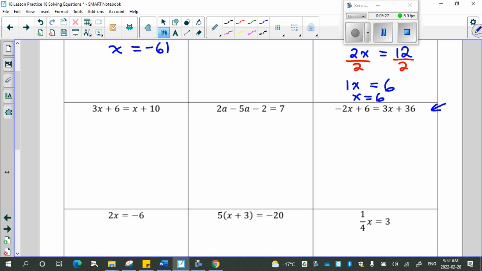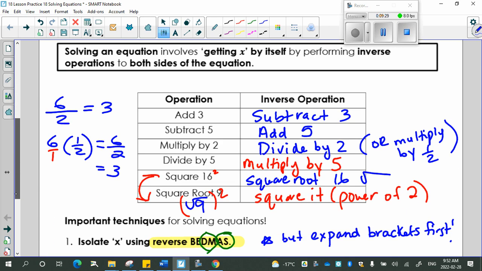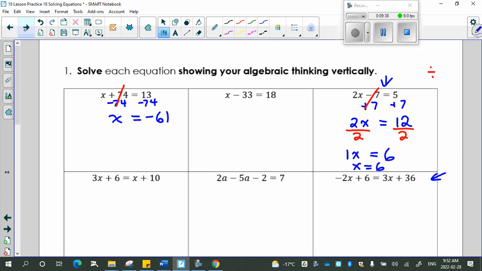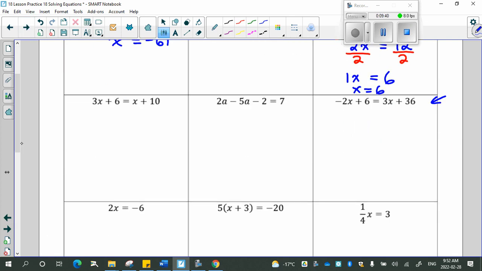So if we look back at our rules here, when x was on both sides, it says when the variable is on both sides, perform the inverse operation on the smallest. So let's decide what's smaller, negative 2x or positive 3x.